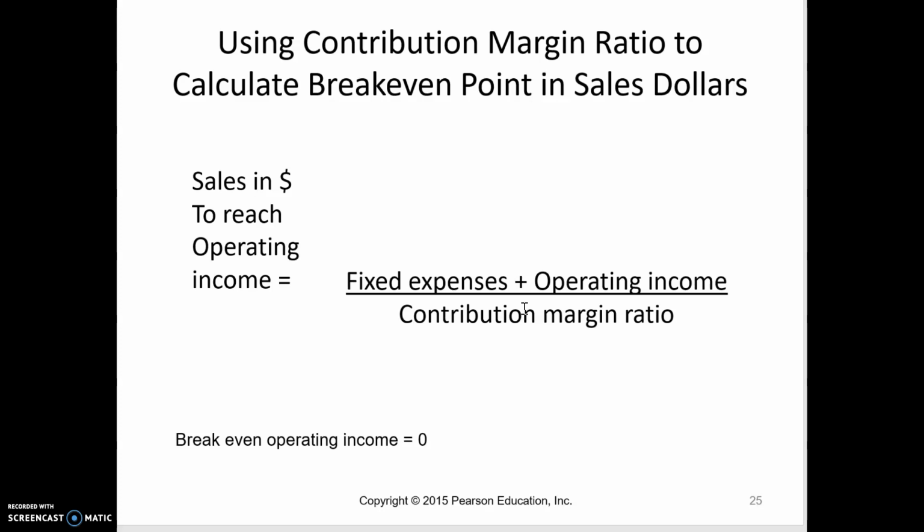If we want to find the sales revenue we need to reach a target operating income, we take the fixed expenses plus the operating income. And if you're just trying to determine if you're breaking even, operating income is zero. And then we divide that by the contribution margin ratio. That ratio we get when we take contribution margin and divide it by sales revenue.